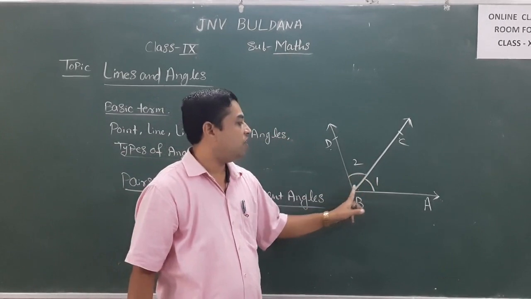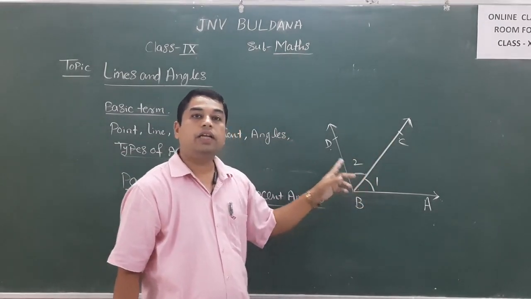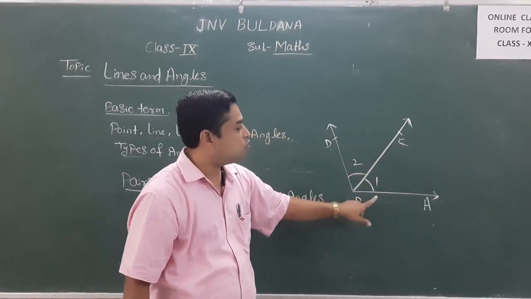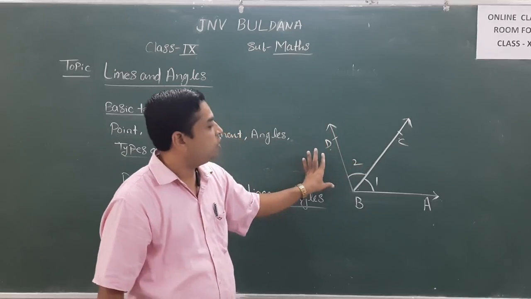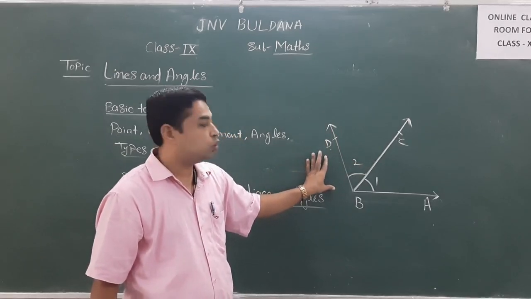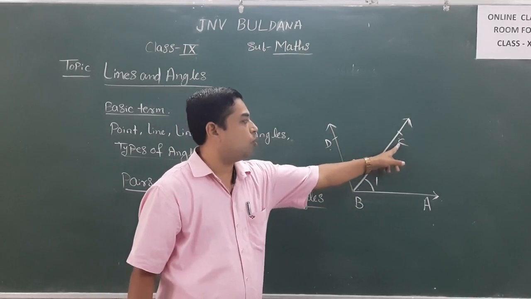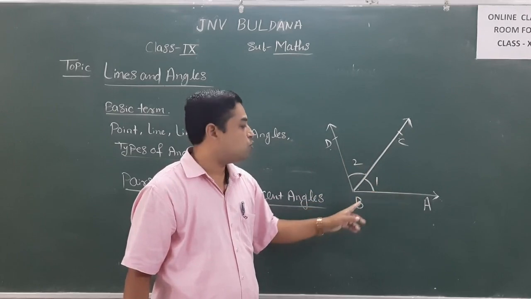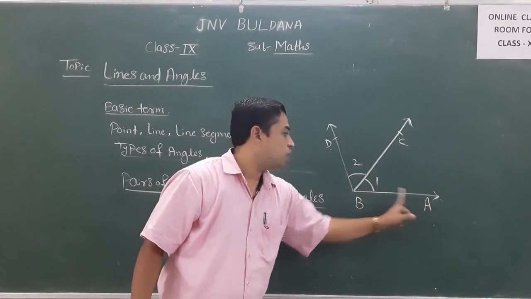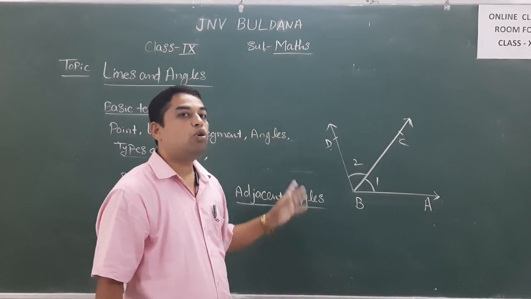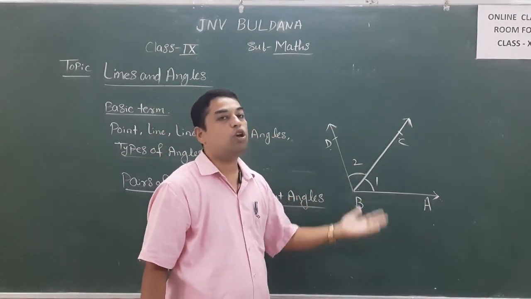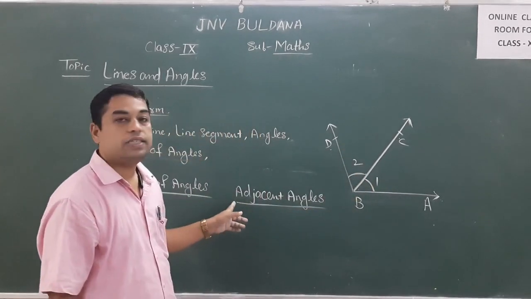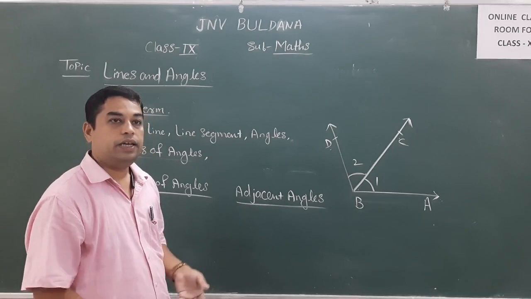If two angles have a common arm, one arm should be common, and the non-common arms, AB and BD, are the arms of angle 1 and angle 2 respectively. BC is common, being part of both angle 1 and angle 2. The non-common arms AB and BD should be on either side of the common arm. If we get this type of diagram, it is called an adjacent angle. So these are adjacent angles.